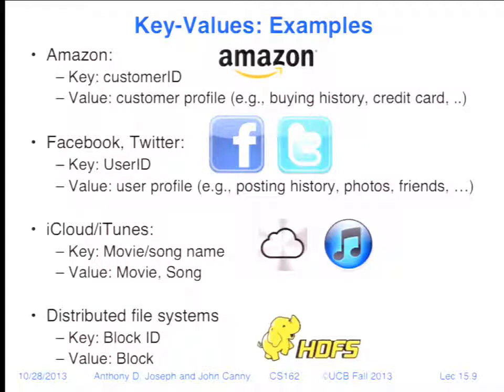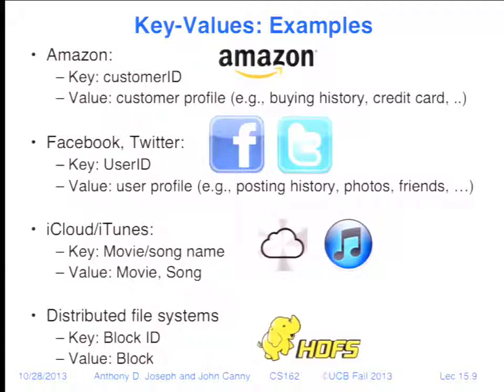And here are some examples. So here are some canonical users of large tables, all the internet companies. Amazon has very complex customer records indexed by a customer ID, and then the values comprise a long record of all of the different customer information. Facebook and Twitter use a similar thing. These are accessed by simple, unique identifiers. You can also access things like iTunes storage by song name.